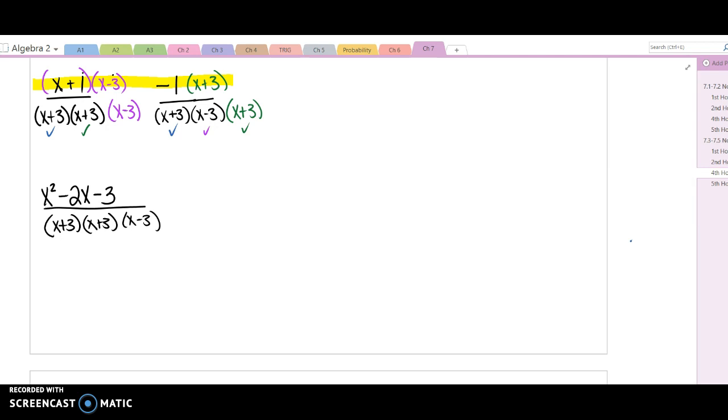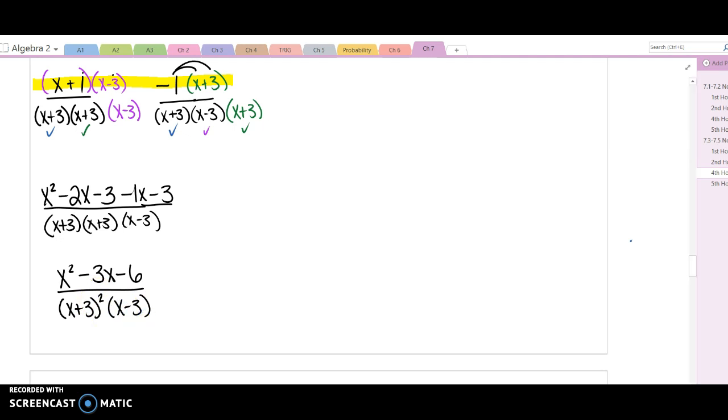The other numerator is negative 1 times x plus 3. We have to distribute. So that would give us negative 1x minus 3. What do you suppose we have to do in our numerator now? We combine like terms. So we have x squared minus 3x minus 6. Our denominator, do you notice we have 2 factors of x plus 3? So x plus 3 squared, x minus 3.